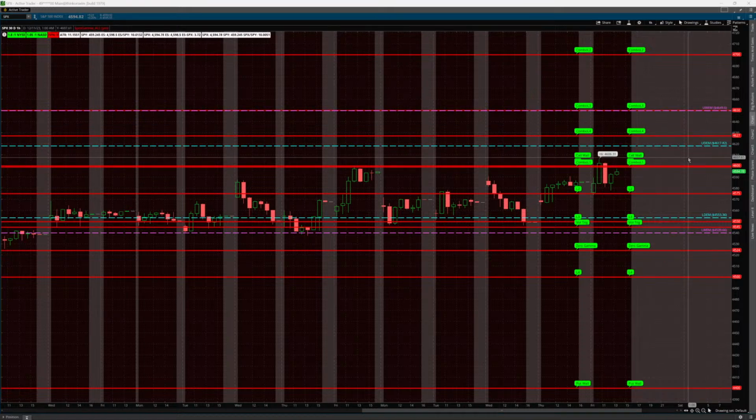And note for today, the daily expected move was substantially larger than yesterday due to the jobs report today. Yesterday, the expected move was right around 22. Today, right around 32, plus or minus 32 points. All right, that is the daily and weekly expected move.